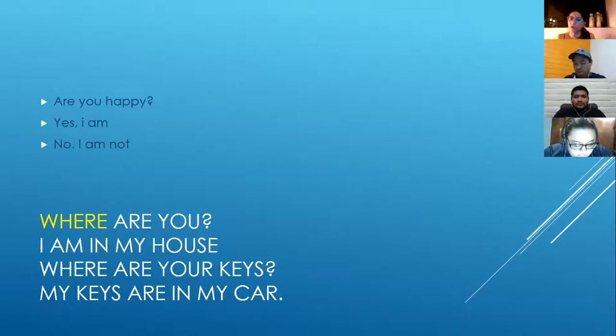Okay, so for example, this one, where are you? I am in my house. Where are your keys? My keys are in my car. All right, so let's see. Osvaldo, where is your key? Where is your key, Osvaldo? Your microphone, Osvaldo. Sorry. My keys is on the table. Excellent. Very good. You use a preposition. Nice. My key is on the table. Very good. Nelson, where is your cell phone? My cell phone is on the table. Very good. All right.